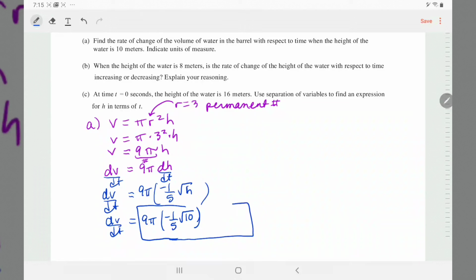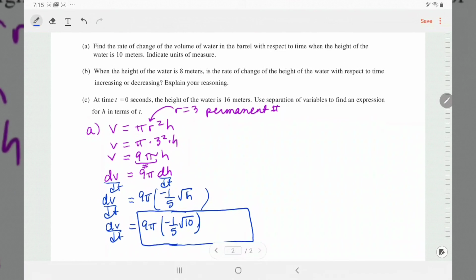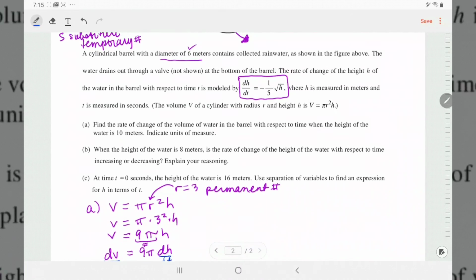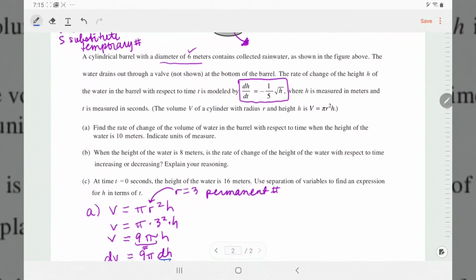T is measured in seconds. Okay, so this would be seconds. And it says find the rate of change of the water with respect to time. So they wanted dV/dt equals question mark when the height is 10.